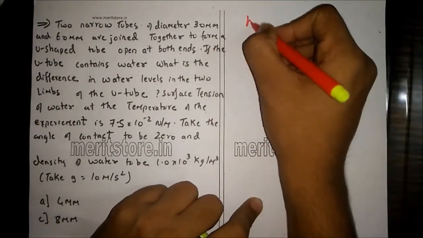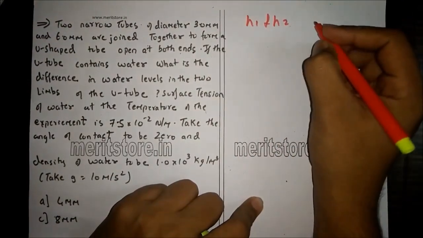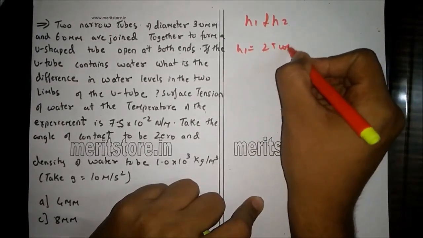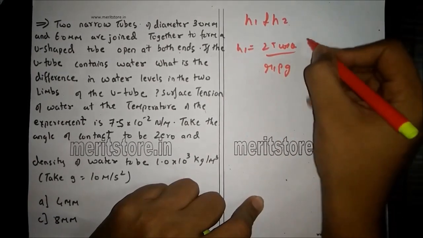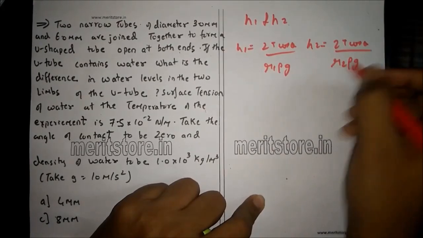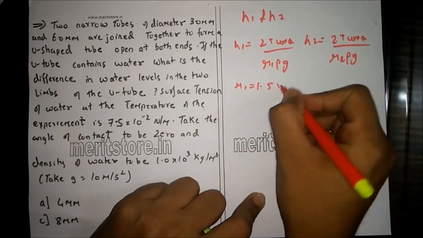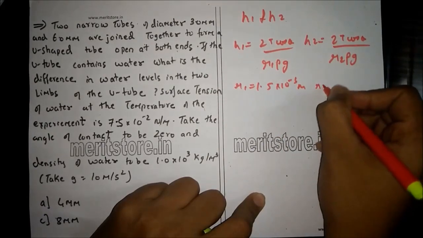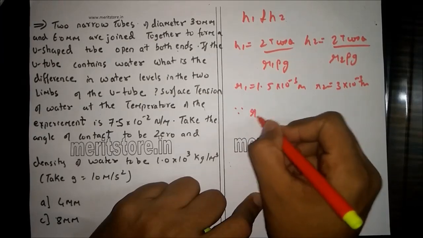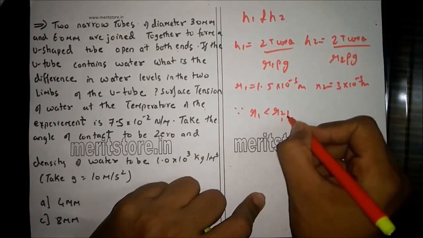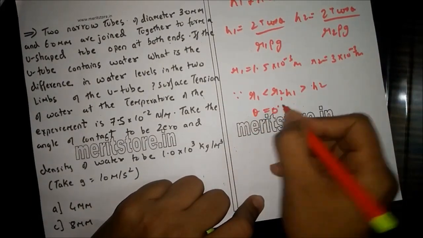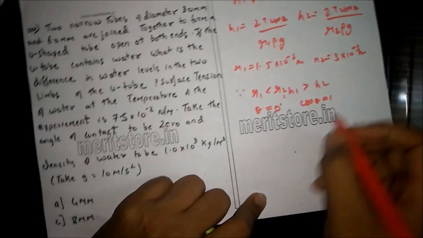Now let h1 and h2 be the heights up to which the water rises in the two limbs of the U-tube. Then h1 is equal to 2T cos theta upon r1 rho g, and h2 is equal to 2T cos theta upon r2 rho g. r1 is equal to 1.5 into 10 raised to minus 3 meters, and r2 is equal to 3 into 10 raised to minus 3 meters. Now because r1 is less than r2, h1 is more than h2. Now for water, theta is equal to 0 degrees. Therefore cos theta is equal to 1.